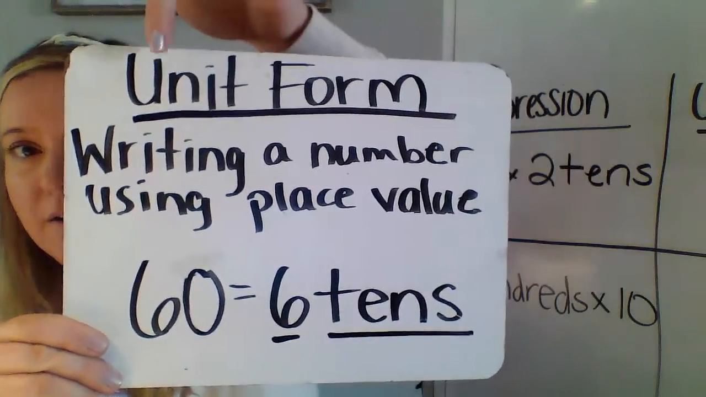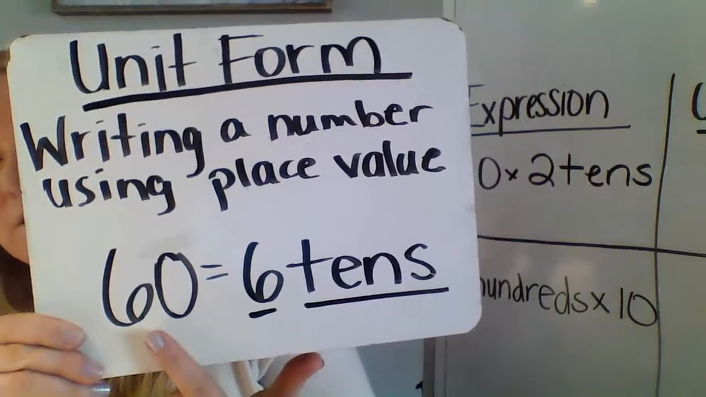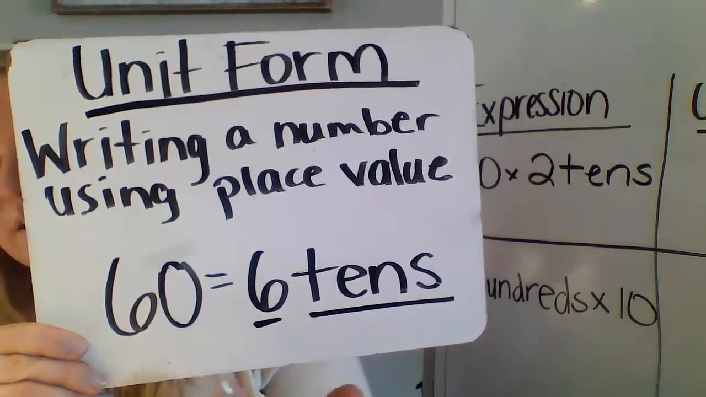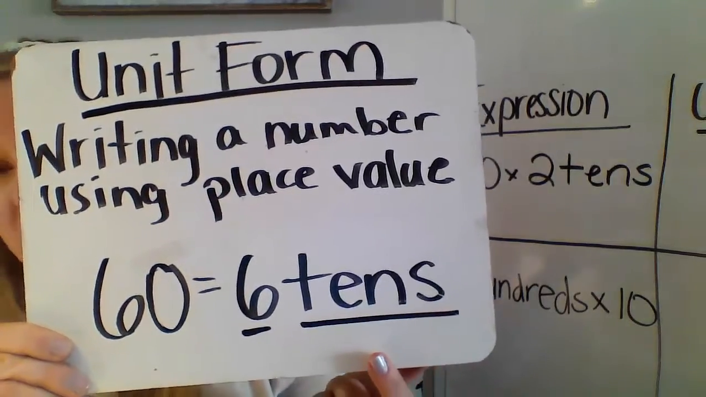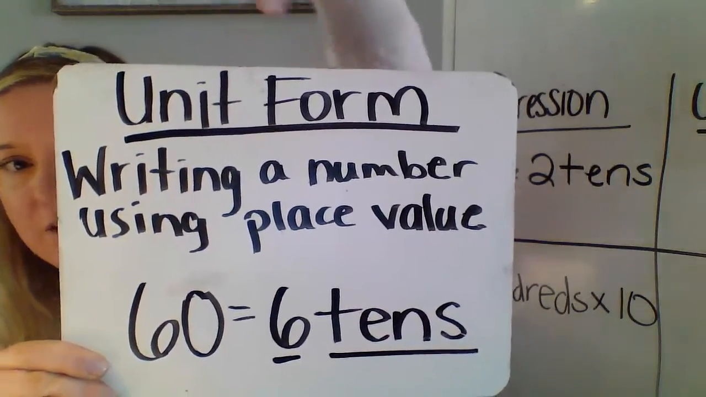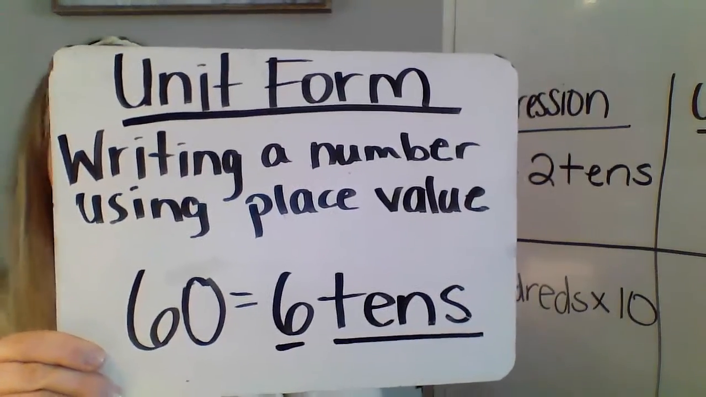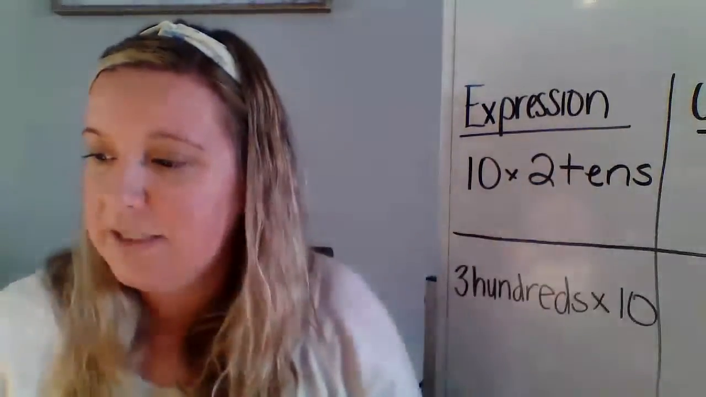When you're thinking about unit form, I want you to be thinking about your place value chart. To draw 60, we would have to put 6 place value discs in the tens place. So when you're thinking about unit form, I want you to be thinking about place value and thinking about that place value chart. So let's go over some examples.